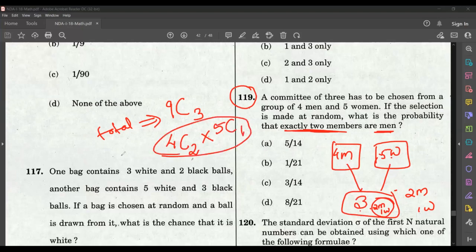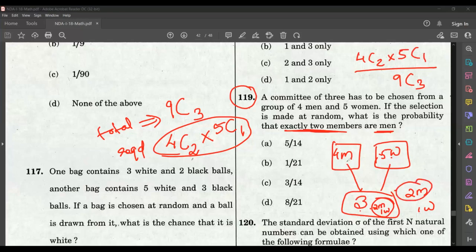Okay. So this is the required combination. So that is 4C2 into 5C1 divided by 9C3. Understood? From 4 men choosing 2 men, that is 4C2. And from 5 women choosing 1 woman, that is 5C1. Okay. So now solve it. What do we get?